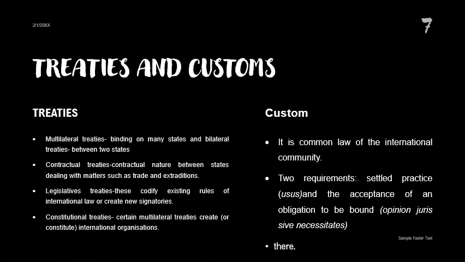which are binding on states who agree to be bound by those treaties. An example of contractual treaties would be treaties relating to trade and extraditions and so forth. So this is where we get a source for international environmental law, wherein states agree we're going to do this and this to ensure that the environment is protected. So treaties are not the only one.